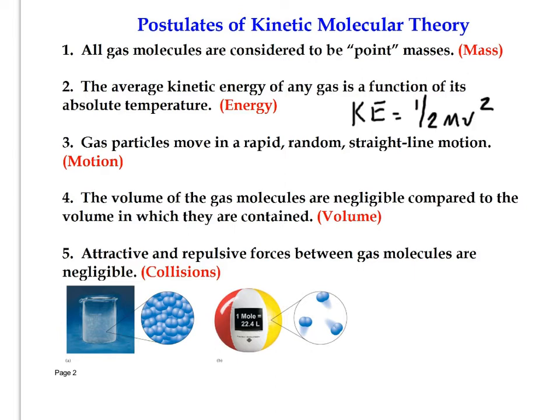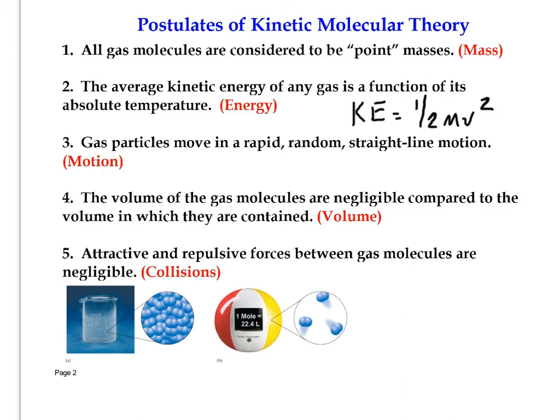The equation for kinetic energy, or even the average kinetic energy, is 1/2 mass times the velocity squared. And this makes sense. I know that if I have a certain mass of a substance, then I can calculate its velocity if I understand its kinetic energy.